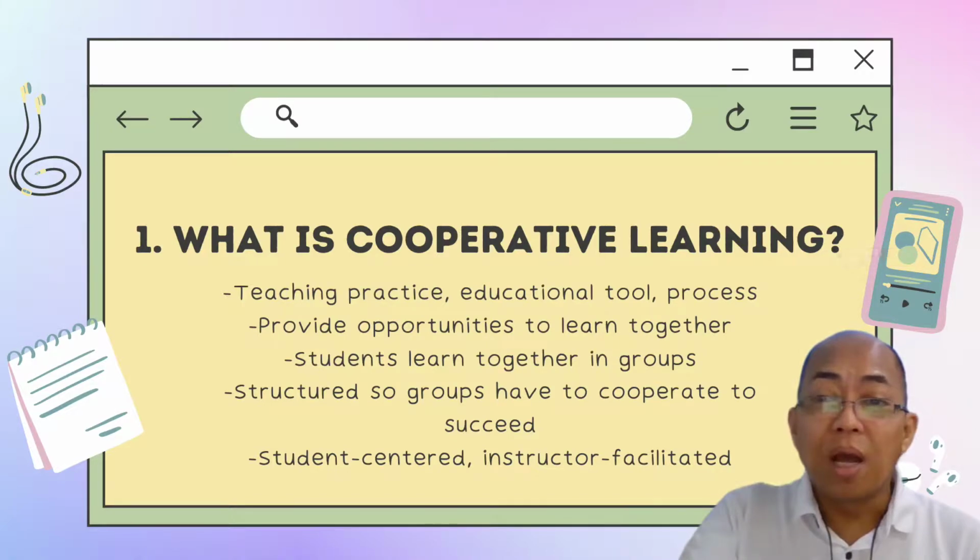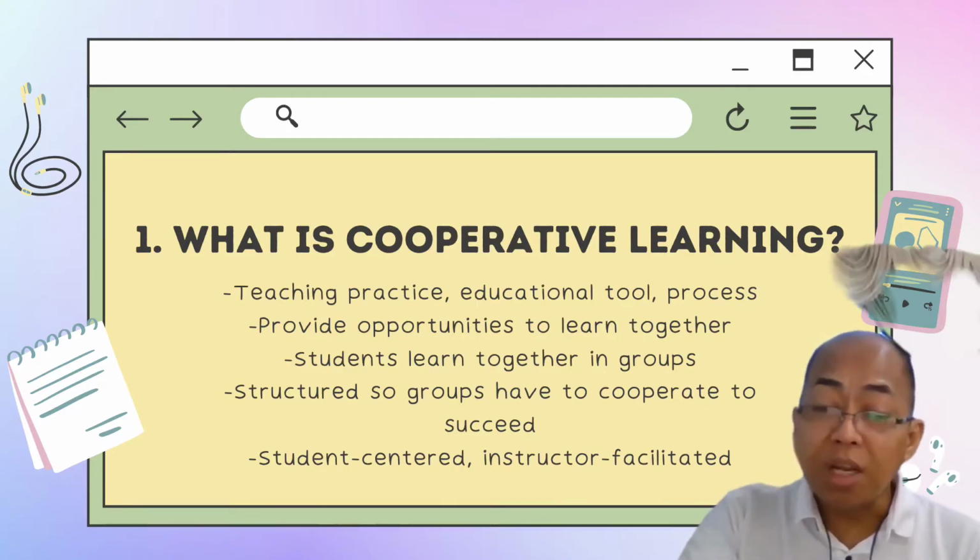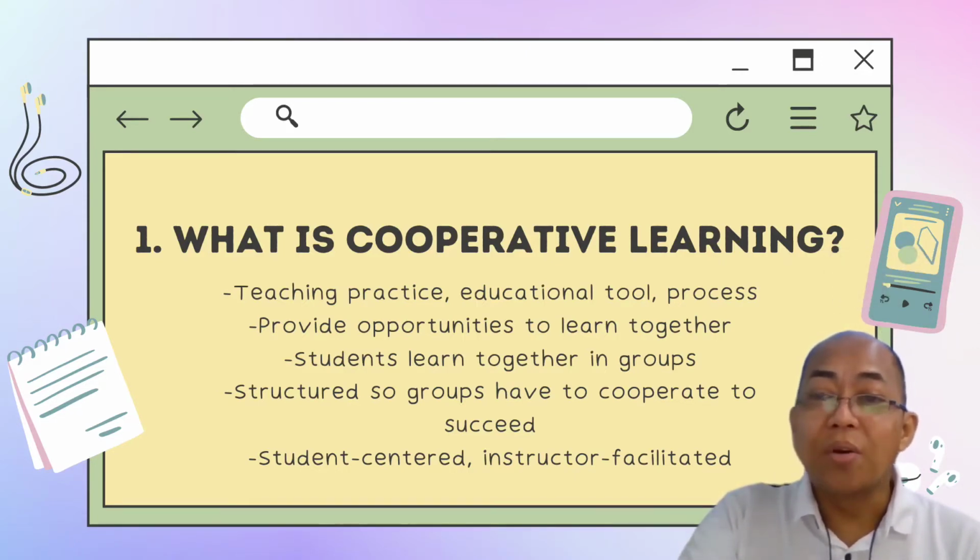Okay, so in cooperative learning, of course, it does not mean that the teacher is no longer needed. So this is an approach where the students are the center. The students are the center of the class or the instruction or the learning. They're responsible also for their own learning rather than the teacher being the center of the learning. So the instructor or the teacher facilitates the activity, but the center of the instruction is the student or the students. So that is cooperative learning.